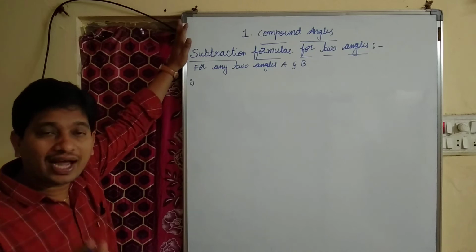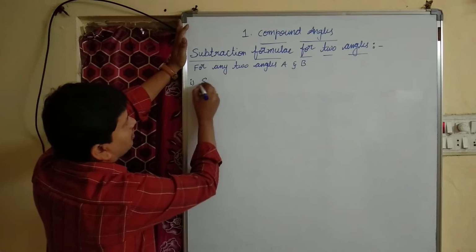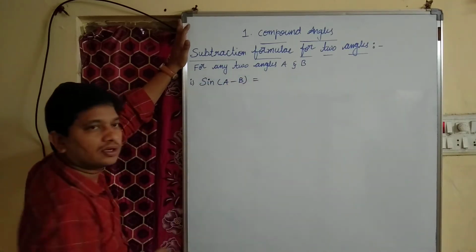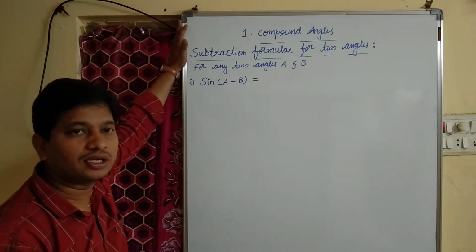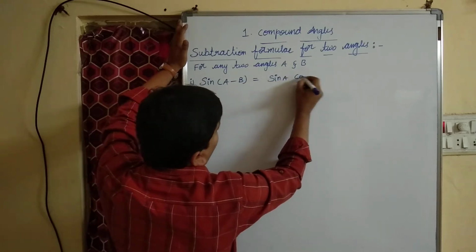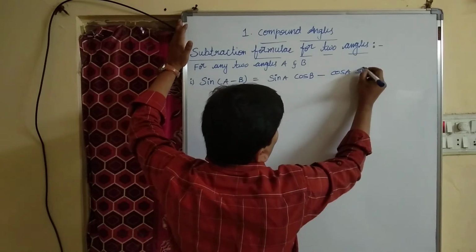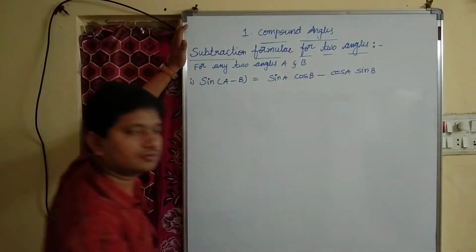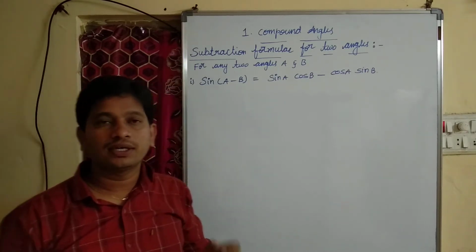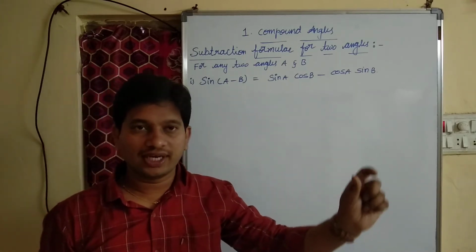For any two angles A and B, sin(A minus B) is equal to sin A cos B minus cos A sin B. What is the formula for sin(A minus B)? Sin(A minus B) is equal to sin A cos B minus cos A sin B.